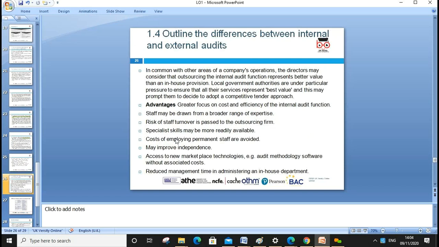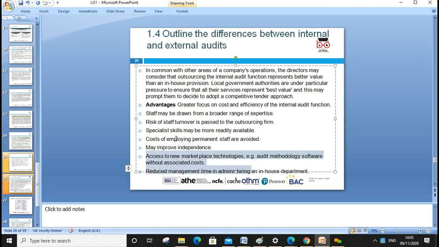Okay, next we look at 1.4, outline the difference between internal and external audit. So what is the difference between internal and external? In common, internal is within an organization. External is, so local authorities under the particular insured, the services are the best for the local public. They can have a greater focus on cost and efficiency. Looking at the staff, the risk of turnover, the specialist skill, the cost of permanent staff, the many independencies, we're looking to reduce it. Those are all the advantages of internal.